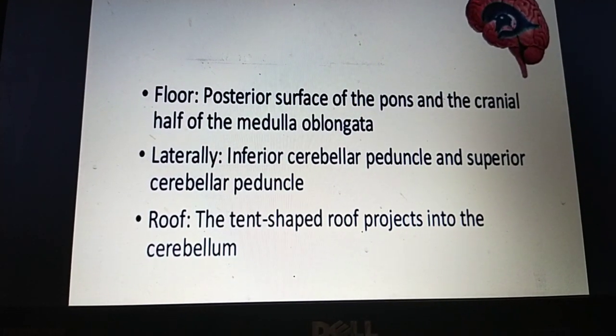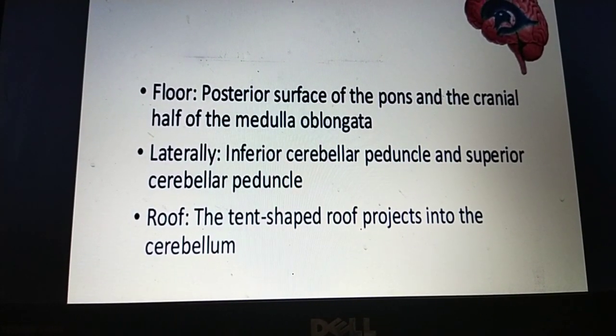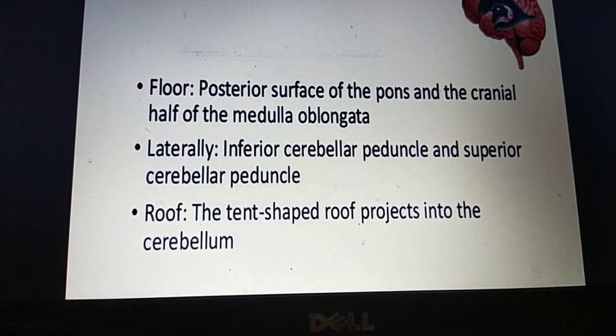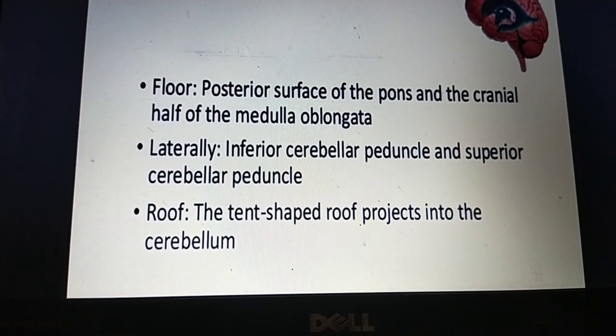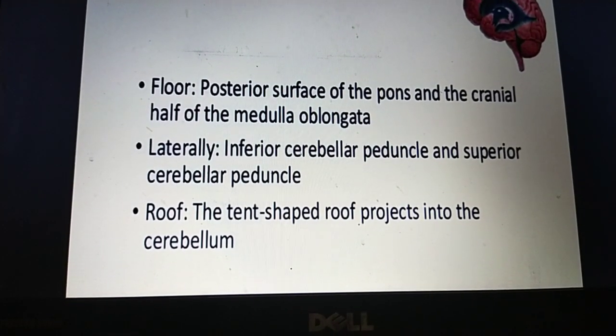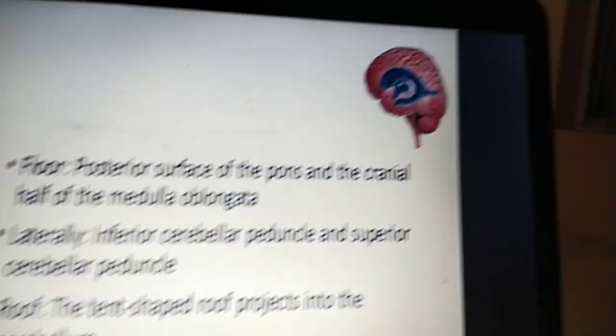The floor is the posterior surface of the pons and the cranial half of the medulla oblongata. Laterally, inferior cerebellar peduncle and superior cerebellar peduncle. Roof is tent-shaped. Roof projects into the cerebellum. See the picture here.